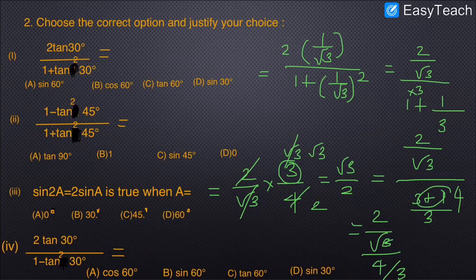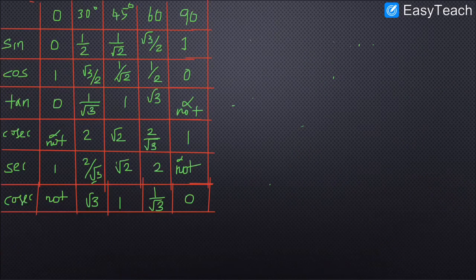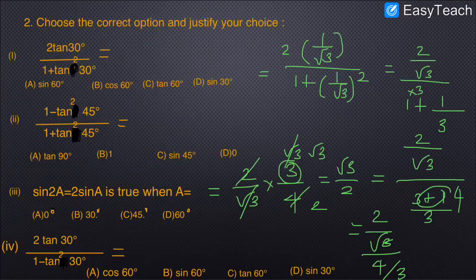So what is the answer for root 3 by 2? Let's check in the table. So look here, root 3 by 2 is sin 60 degree. So the first option is the answer, sin 60 degree. Okay, let's move on to the next question.